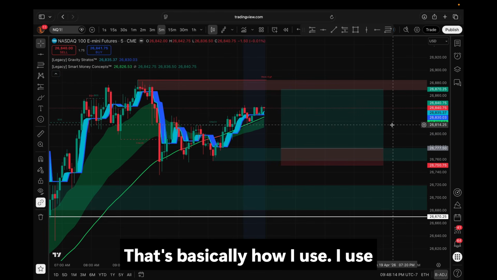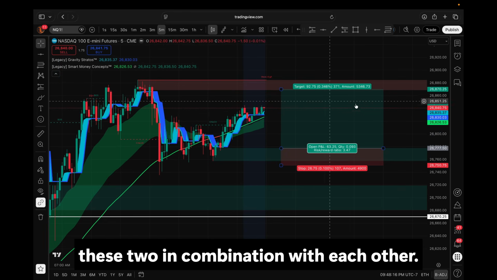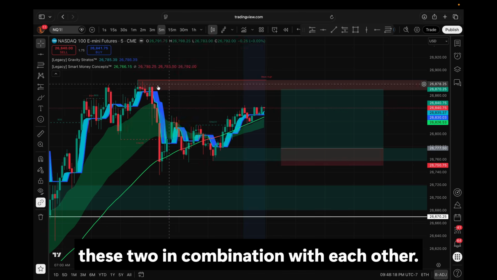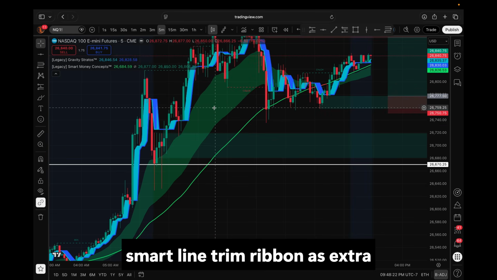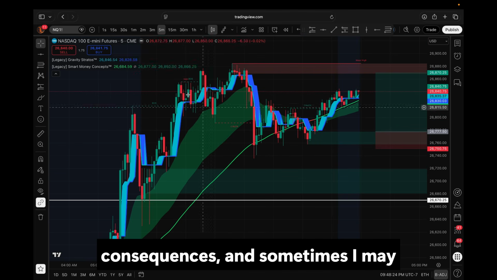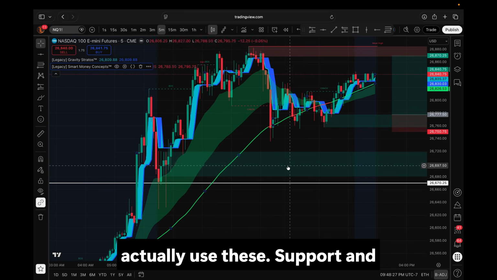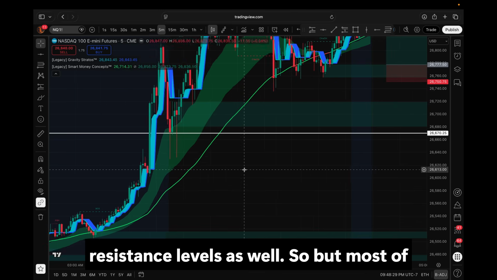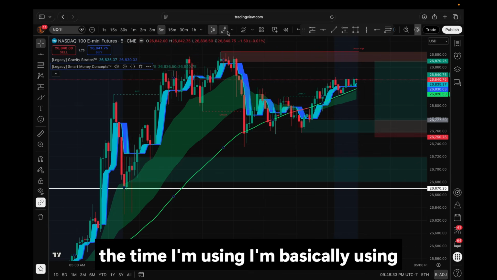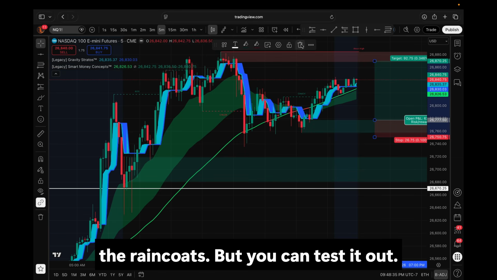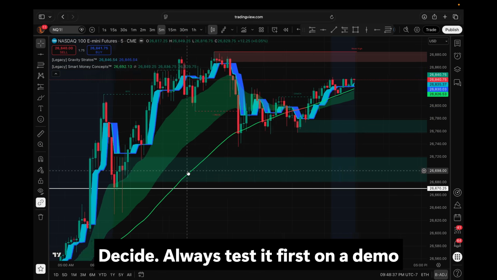That's basically how I use it. I use these two in combination with each other. Sometimes I may also use this smart line trim ribbon as extra confluences, and sometimes I may actually use these support and resistance levels as well. But most of the time I'm basically using the Renkos, but you can test it out and decide.